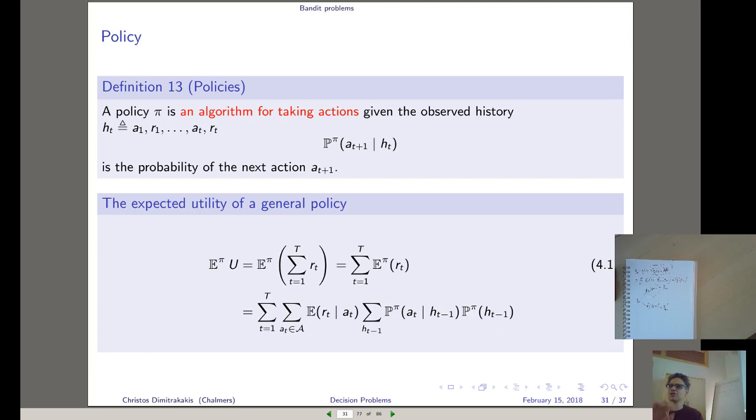Calculating the utility of a fixed deterministic policy is pretty simple. A non-history-dependent policy is pretty simple. But calculating the utility of a history-dependent policy is not, because you have to see what's the probability of observing every possible history, and for every history what action the policy takes, and then what happens. So you have to consider every possible eventuality, like playing a game of chess or something.